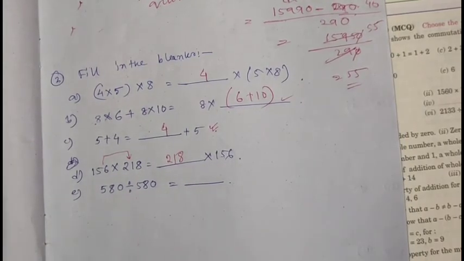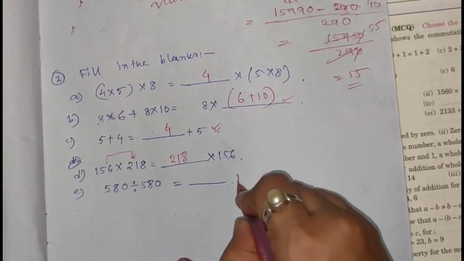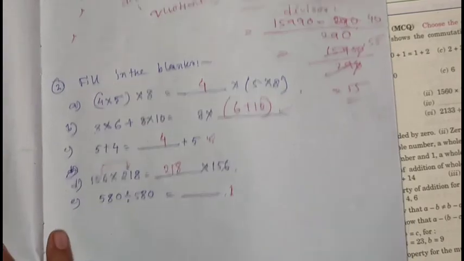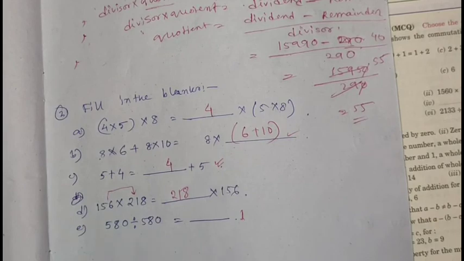Next, 580 divided by 580. You have learned that if you divide any number by that number, you always get 1. So 580 divided by 580 is 1. Okay. So if you use the properties of whole numbers, then you can easily calculate some values.